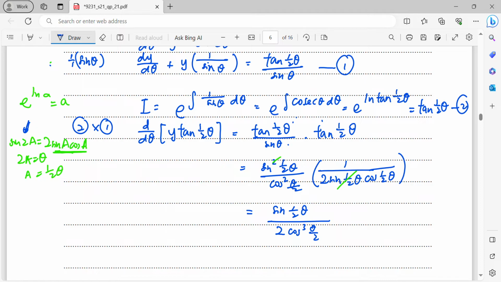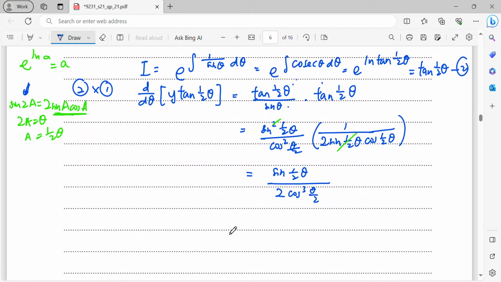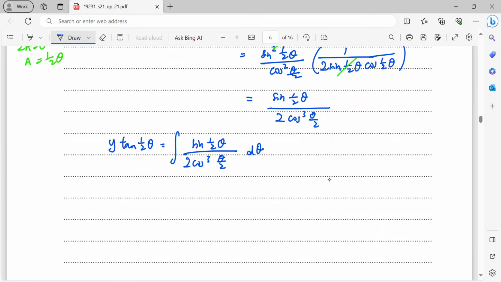Alright, for this, later on when we need to integrate, we have two methods. So y, tangent half theta, equals the integration of sine half theta over 2 cos cubed theta over 2 d theta. Now for this integration, you can solve using two methods. Here I show you both methods. The first one is using substitution, that means your u is cos half theta.